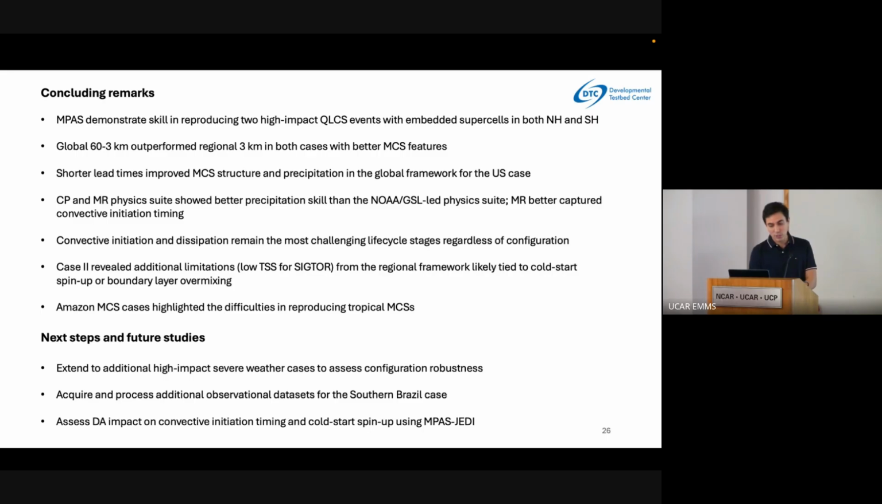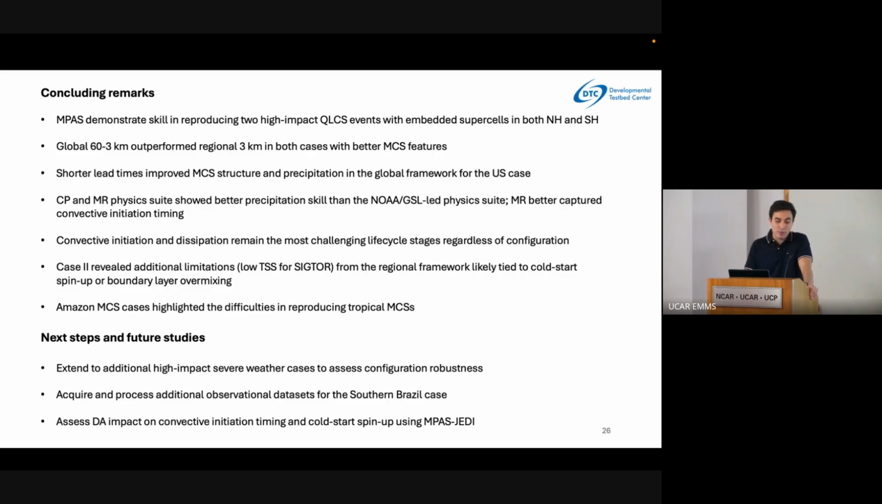CP and MR physics suites showed better precipitation skill than the NoJSL-led physics suite, and MR better captured convective initiation time. Convective initiation and dissipation remain the most challenging life cycle stages, regardless of configuration. And the Brazilian case, case 2, revealed additional limitations from the regional framework regarding the significant tornado parameter that is likely tied to cold start spin-up or boundary layer overmixing. And the Amazon MCS cases highlighted the difficulties in reproducing tropical MCSs.